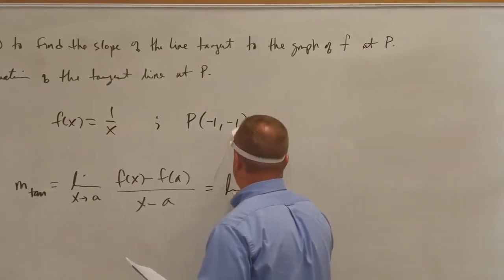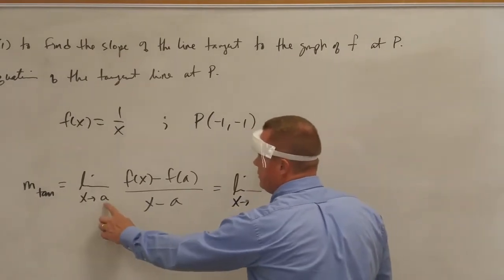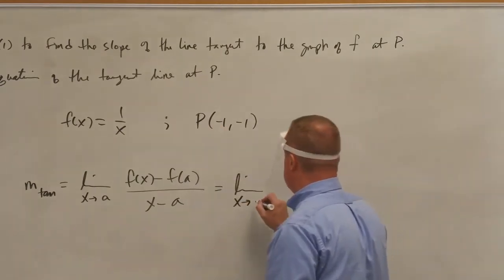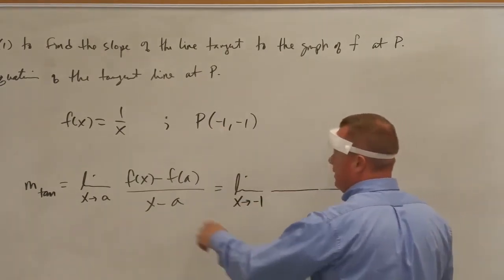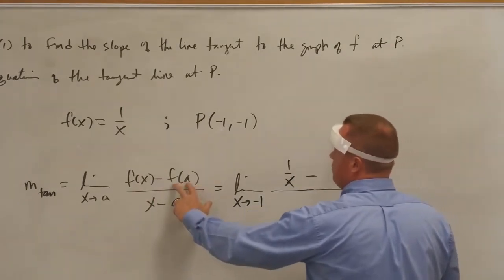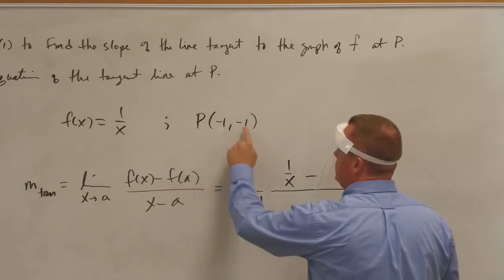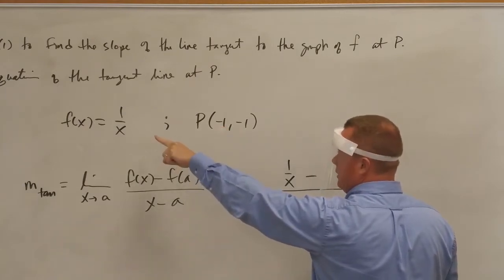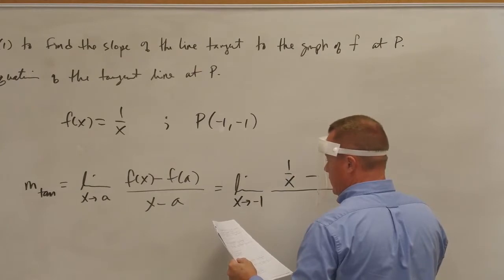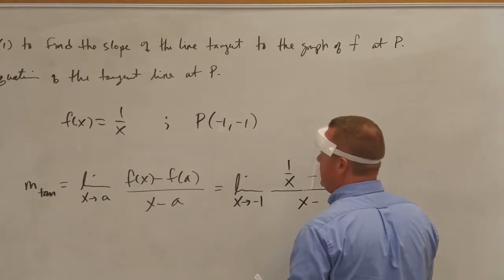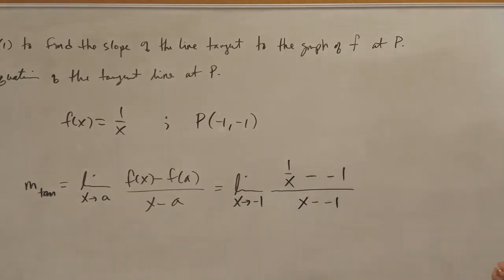So this is the limit as x approaches a. So again, a would be your x, -1. f of x is 1 over x minus f of a. All right, well, a would be -1 here, right? If I plug -1 into that, 1 over -1, I would just get minus 1, over x minus a again, which is -1. Any questions about plugging the numbers in?